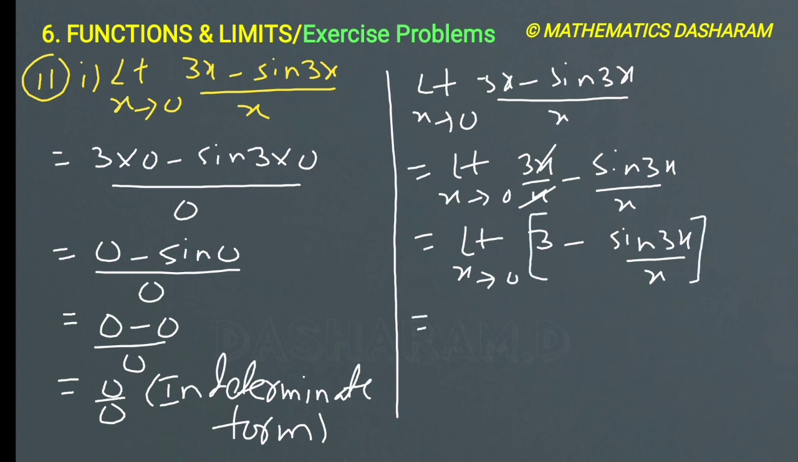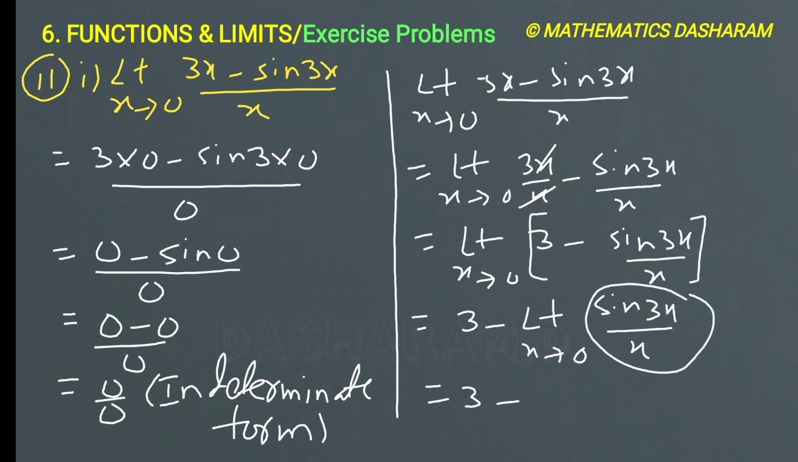Now apply the limit for the second term, because the first is a constant number. So 3 minus limit x tends to 0 of sin 3x divided by x. As per the formula, its value is 3. So 3 minus 3 is 0.